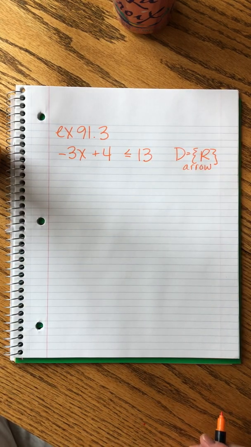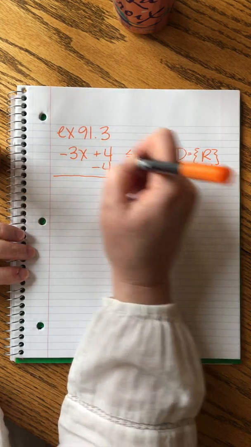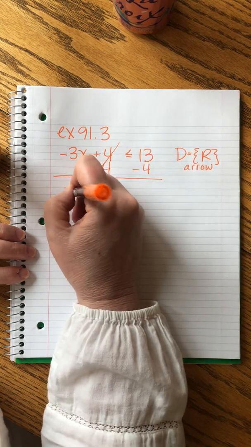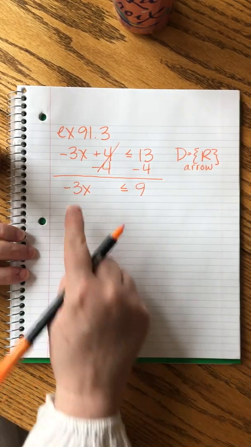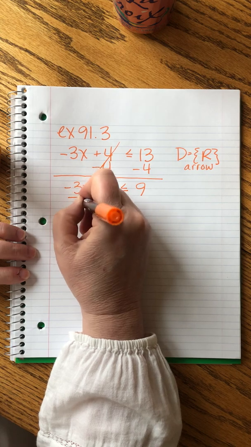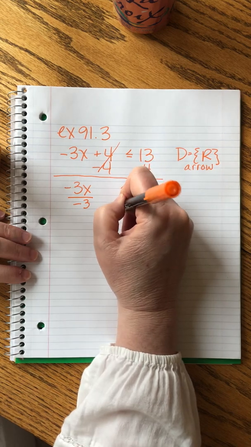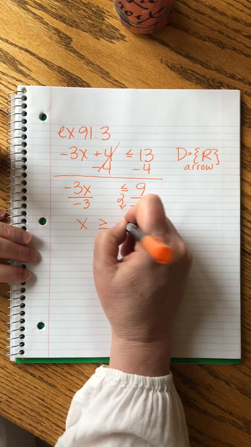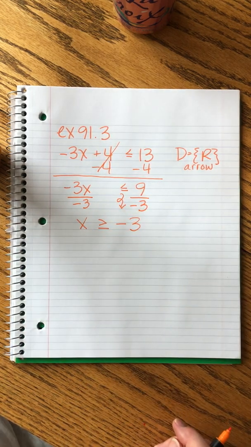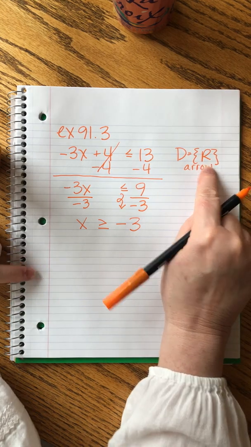Okay. I guess I better subtract 4 from both sides. Again, that doesn't change anything. -3x is less than or equal to 9. Now, I've got to get rid of this -3. I'll divide by it. That flips this, because we're dividing by a negative number. X is greater than or equal to -3. Agreed? And this is the reals.